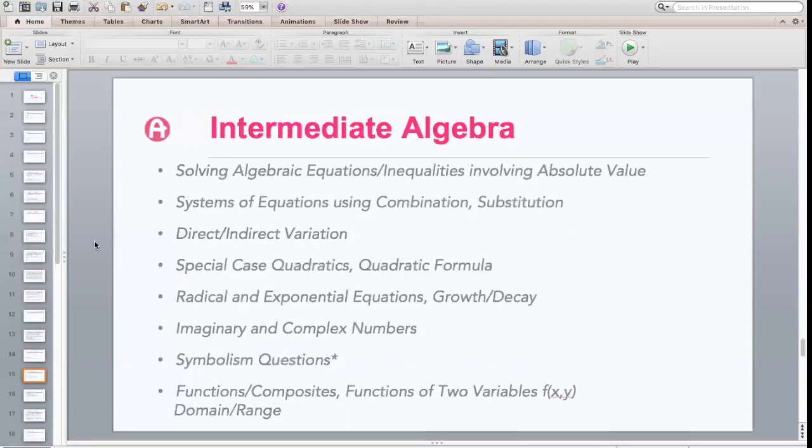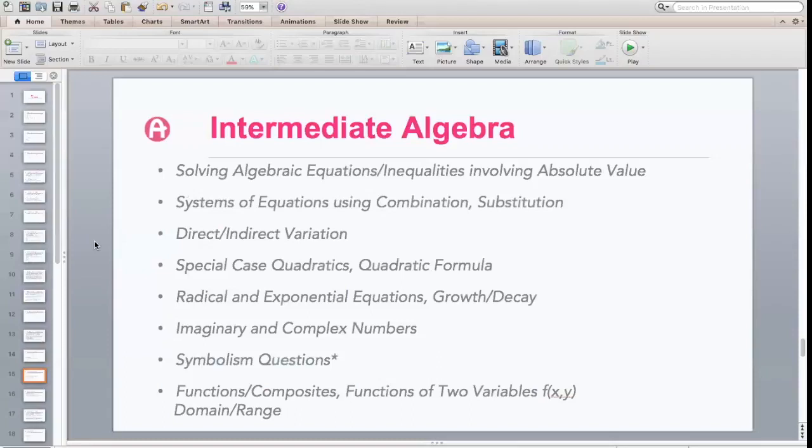Getting into intermediate algebra, that's again code word for basically Algebra 2. They need to be able to solve equations and inequalities involving absolute value. They should feel comfortable solving systems of equations with the various strategies. Direct and indirect variation questions come up both as word problems and graphs. The special case quadratics, as we discussed, knowing the quadratic formula is incredibly helpful for the ACT. They will have to be familiar with radical and exponential equations and then growth and decay problems.